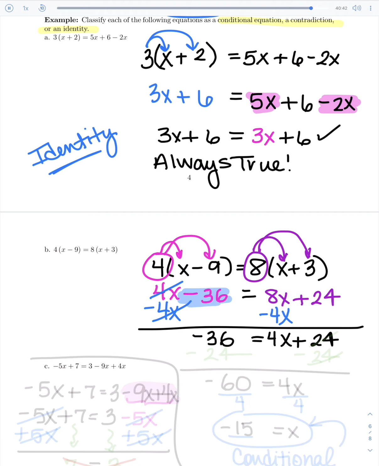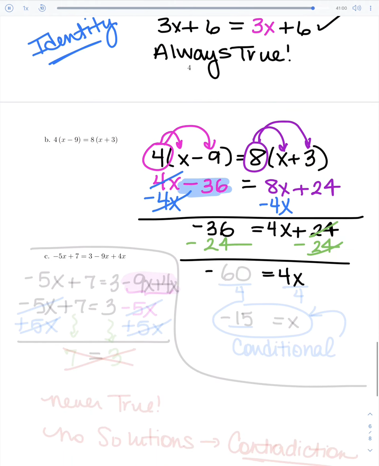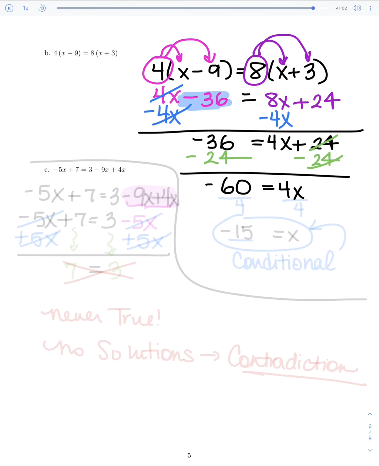Okay, now I need to get the x by itself. Well, next I need to move the 24 by subtracting a 24 from both sides. That'll move my 24. And that gets me a 4x on the right-hand side and a negative 60 on the left-hand side. So let's see. Last step, we'll divide both sides by a 4. And that will get me x equals negative 15.